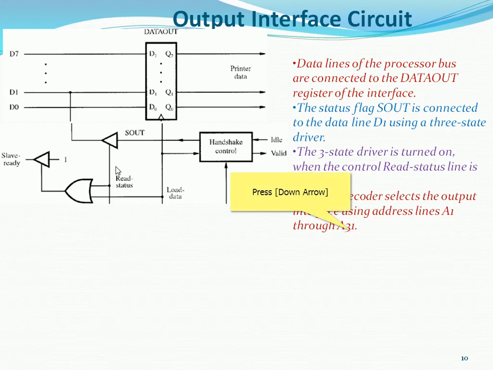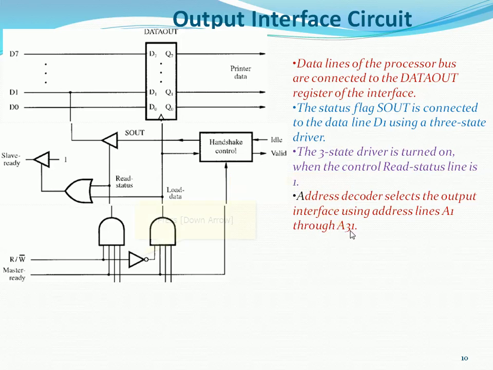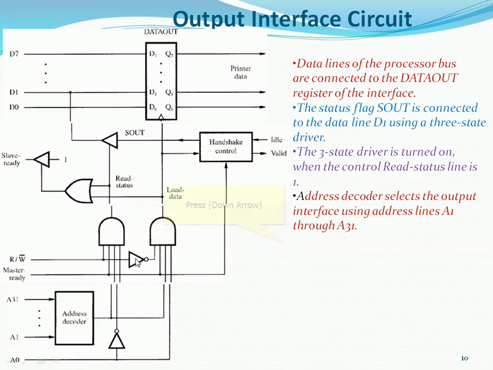The address decoder selects the output interface using the address lines A1 to A31. These are decoded along with A0, as we discussed in the previous slide. That decides the load data and read status. Together, the master ready signal and the read and write bar signal decide the read status and load data, as discussed previously. More or less it is the same as that.